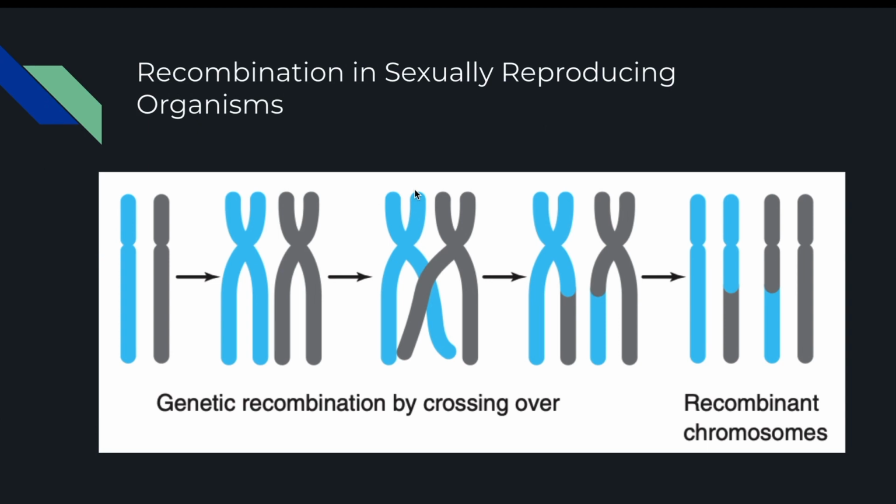So, this illustration shows the generation of genetic diversity by crossing over of homologous chromosomes. This mixing of genes leads to the inheritance of traits in subsequent generations.